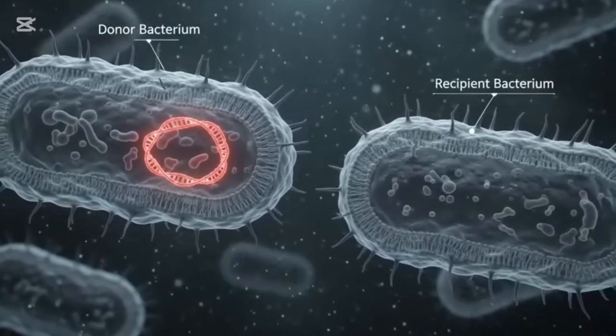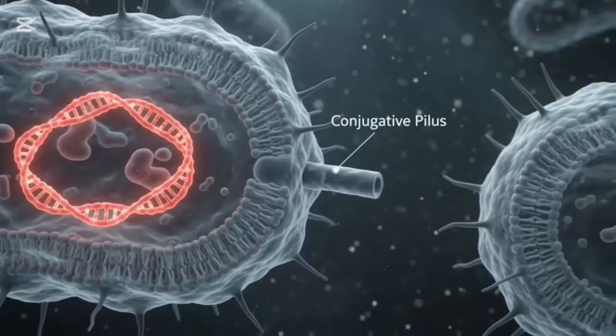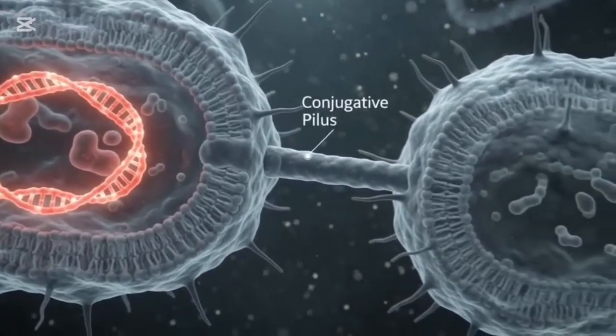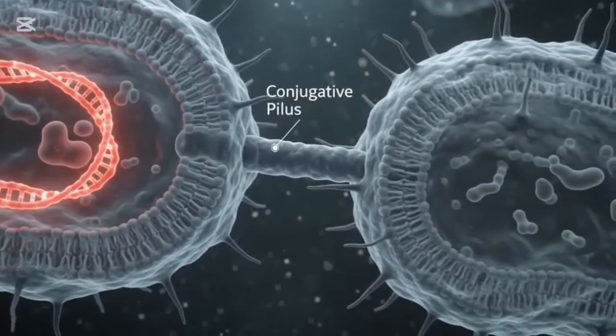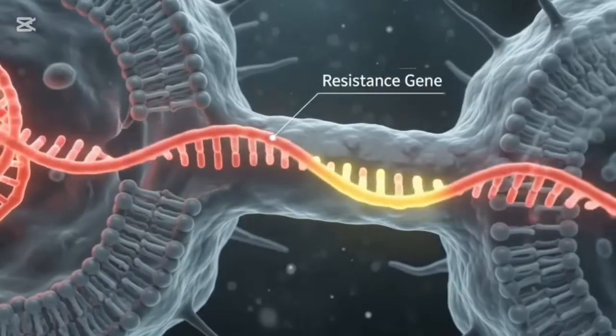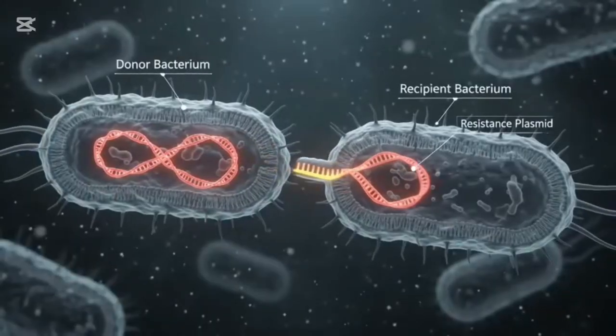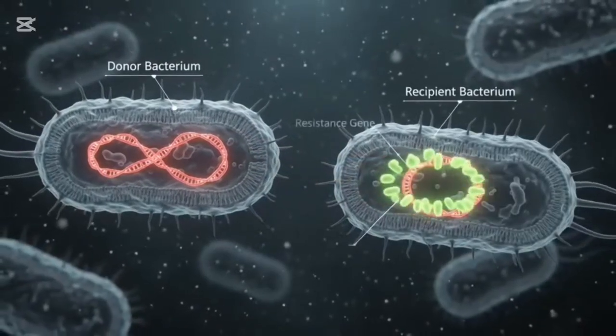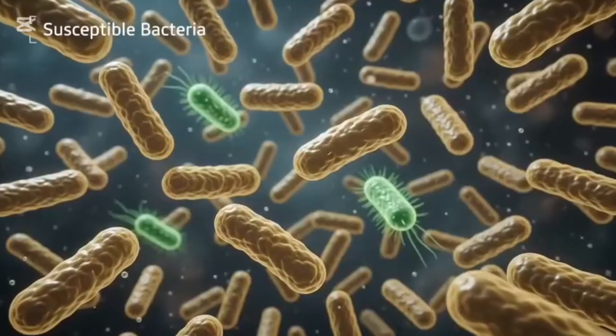Resistance can also spread from one bacterium to another. For example, during conjugation, a resistance plasmid can be transferred from a resistant bacterium to another bacterium through a cell-to-cell connection. The recipient can then acquire and express new resistance genes.